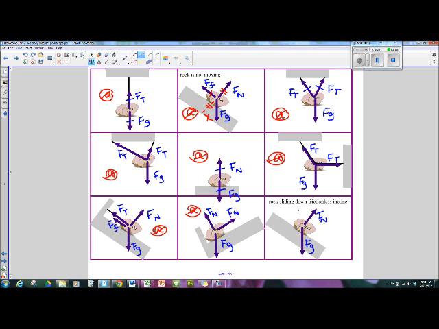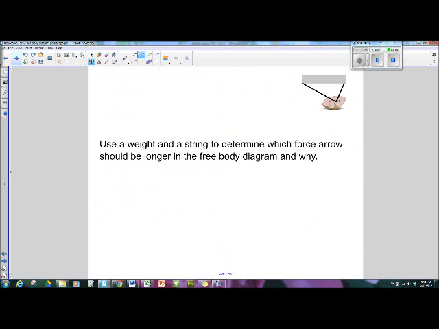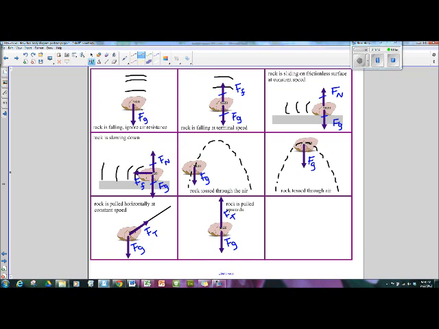This one says sliding down a frictionless incline, so we finally have an acceleration. This will be speeding up going down the hill. Alright, let's look at the other three. Here, rock is falling, ignore air resistance, definitely accelerating as it's falling. Rock is falling at terminal speed, these two forces cancel themselves out, so there's no acceleration. Here, sliding along a frictionless surface, again, no acceleration. This one, rock is slowing down is an acceleration. And rock is tossed through the air, we have an acceleration.